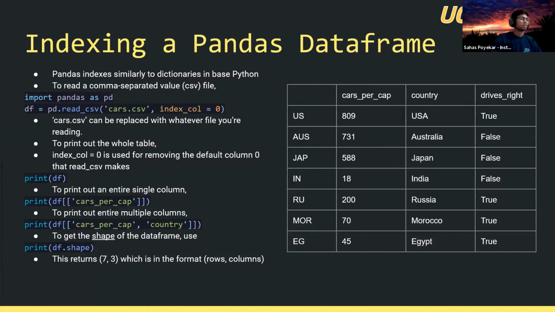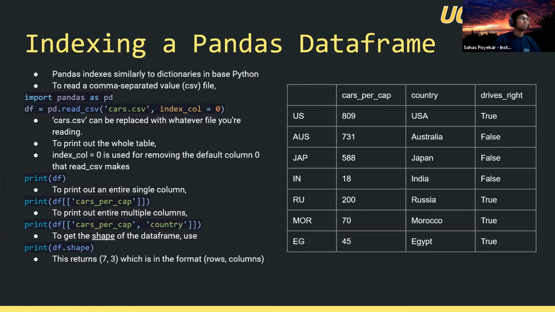As we saw earlier, in order to print out the entirety of our data frame, we would just do print df, and that'll print out the entire data frame. If we want to print out a single column, let's say I just want to see cars per cap from my data frame, you'd use the command df and double square brackets, because the double square brackets indicate that we are referring to a column as opposed to a row. So in the double square brackets, we're going to put the string, which should be the label of the column that we want to print out. In this example, if we wanted to just print out everything from cars per cap, we just put that as a string inside of double square brackets.